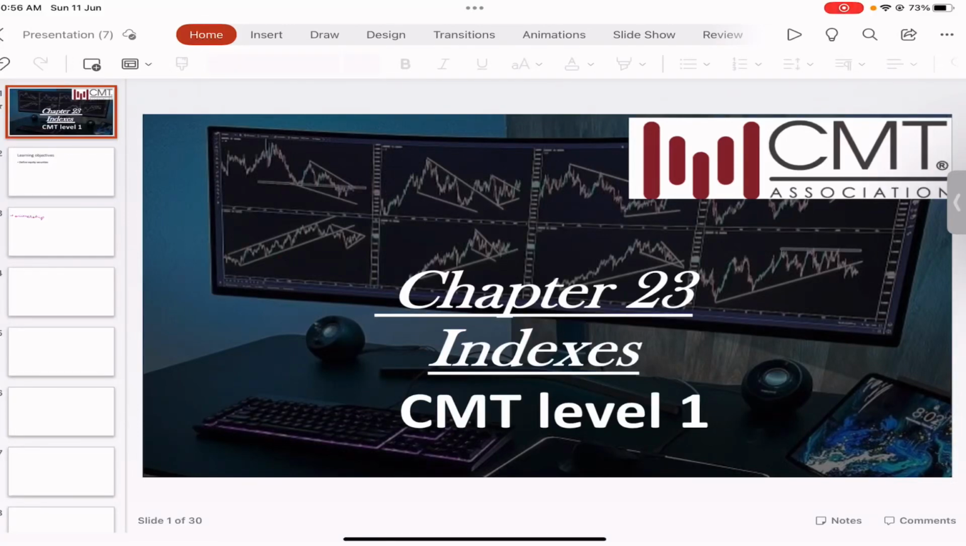Hello everybody, in this video we'll be doing chapter number 23 of CMT Level 1, and the name of the chapter is Indexes. In this chapter we are basically studying the various types of indices which exist in the world markets. For example, we have S&P, we have Dow Jones, we have the Shanghai Composite in China, we have Hang Seng in Hong Kong, we have the Nifty 50 in India. So like that we have various different indices in the various global markets. We'll be studying about this.